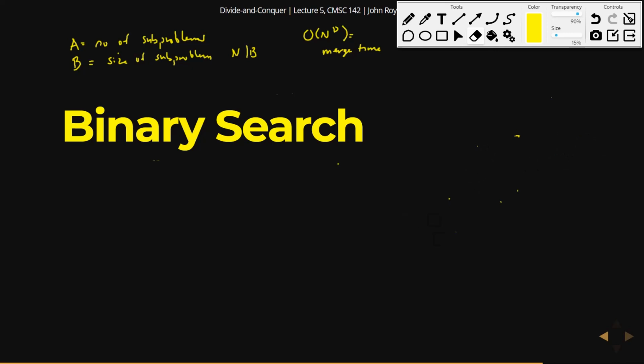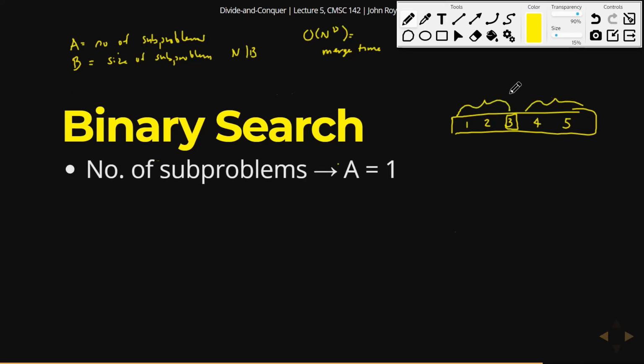So for binary search, what would be the value of our A? So remember, for binary search, what we did was something like this, right? Assuming that it was sorted, so let's say 1, 2, 3, 4, 5, right? So check the middle first, and then if it's in the left half, just look for it here. If it's in the right half, look for it here. So then the value for A is just 1. So unlike merge sort, it's not 2 anymore.